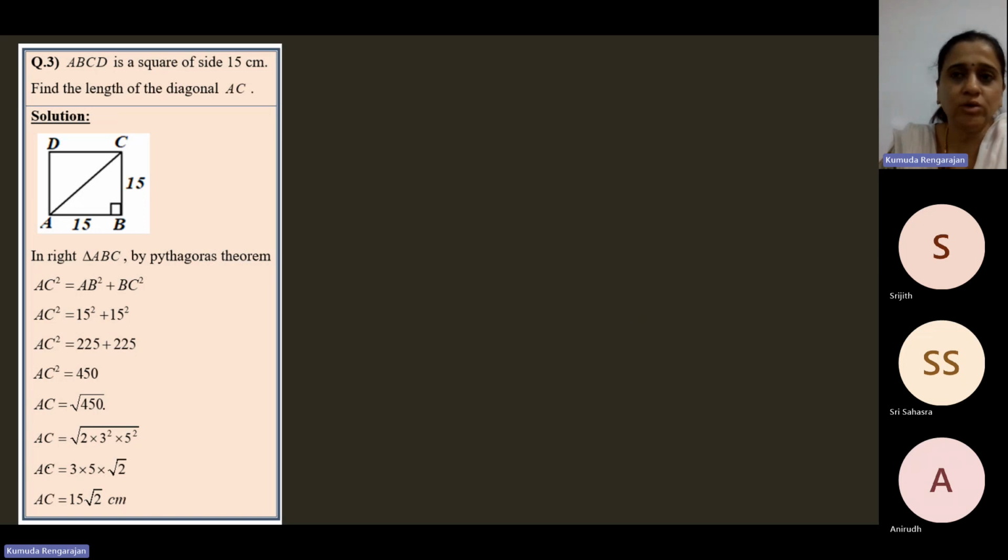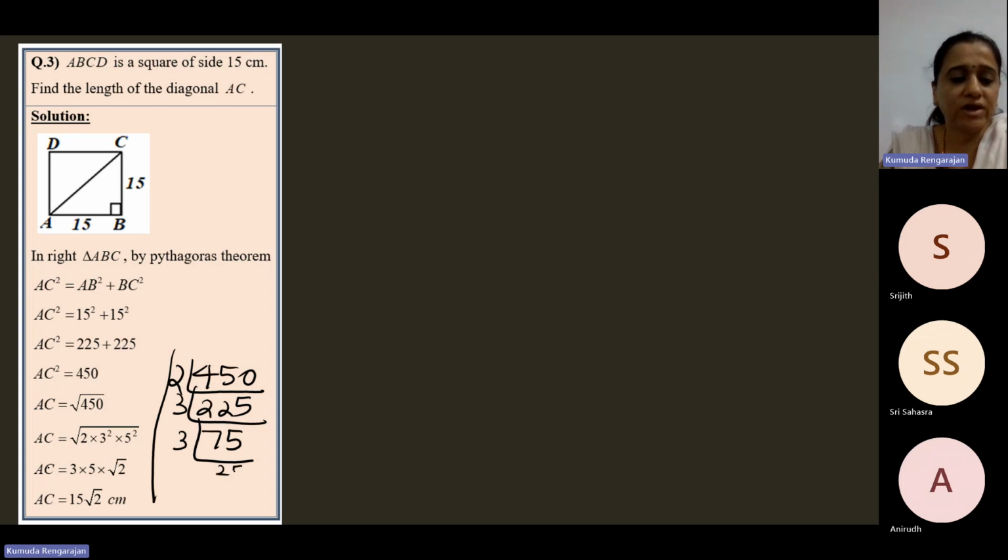How do you proceed? Find the prime factorization of 450. 2 times 225, 3 times 75, 3 times 25, 5 times 5, 5 fives are 5, 1. So 450, you see the next step. AC is equal to square root of, you can write 450 as 2 into 3 square into 5 square.